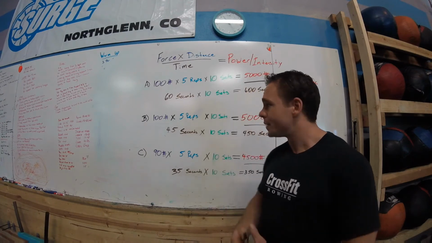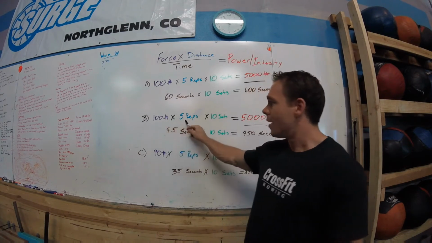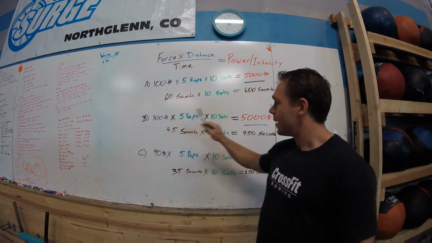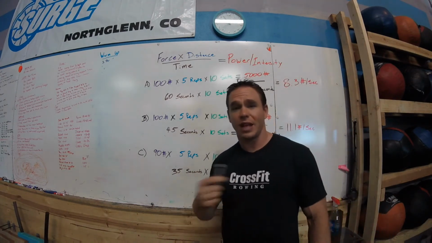Now athlete B is going to go through a little bit different time frame. Same thing, they're moving 100 pounds, 5 reps for 10 sets. That equates to 5,000 pounds. Now that athlete's going to be moving that a little bit quicker.